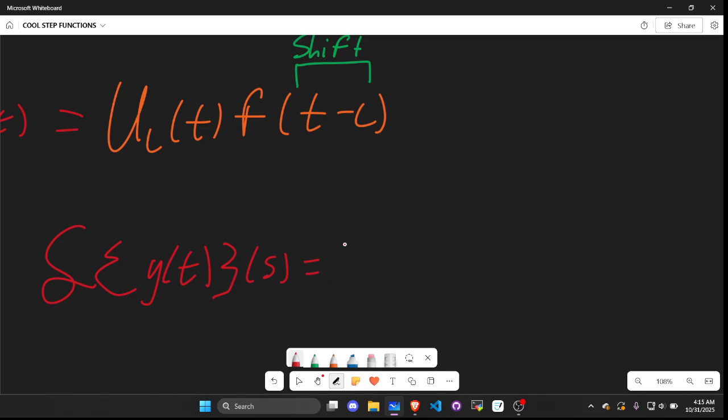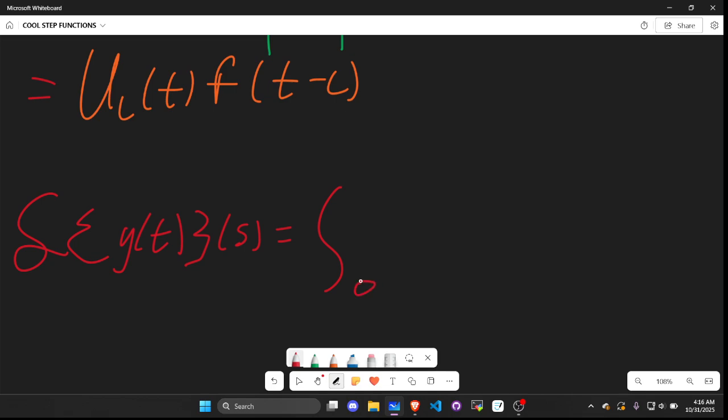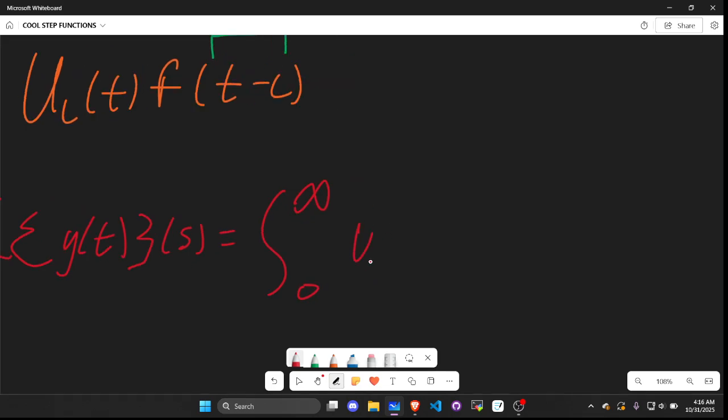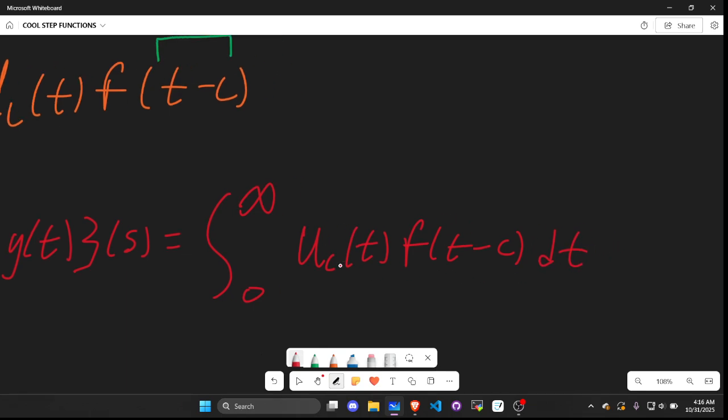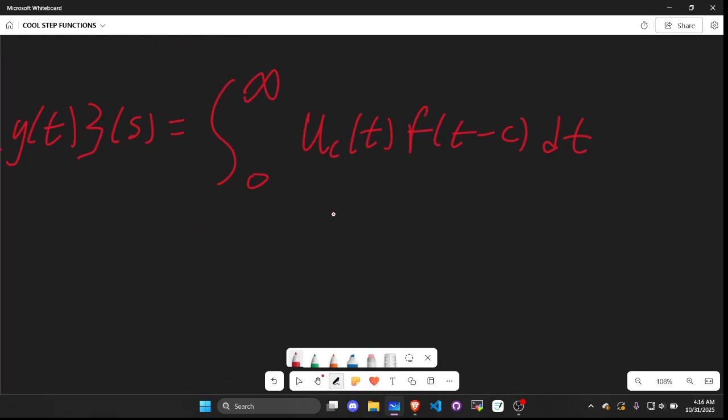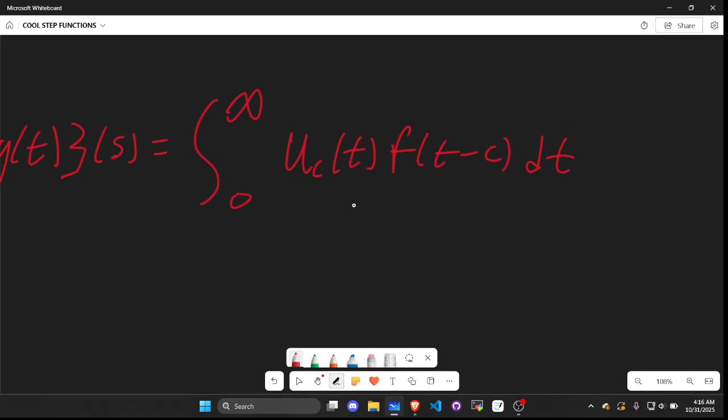All right, it's very well known to be the integral from 0 to infinity of uc of t f of t minus c dt. All right, so this is pretty cool. Now what we want to do is a little bit of change of variables here, because this is hard to evaluate, and we don't really want to integrate the step function. We want to avoid as much of that as possible. So this t minus c, we're going to set equal to, let's just say z. So now t minus c will equal z.